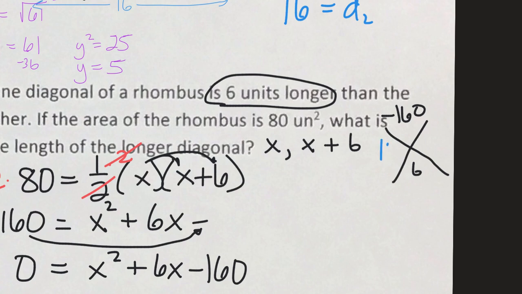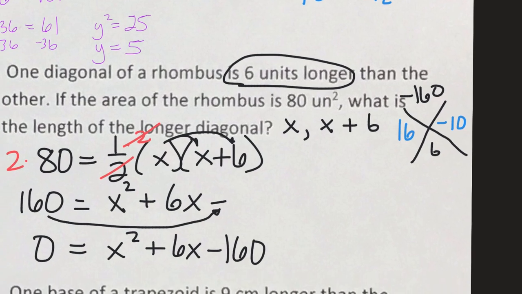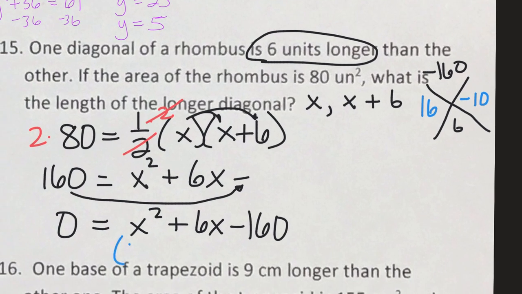Hopefully you know that is 16 and 10, right? 16 times 10 is 160. 16 minus 10 is 6. So then our quadratic becomes factors of x plus 16 and x minus 10.